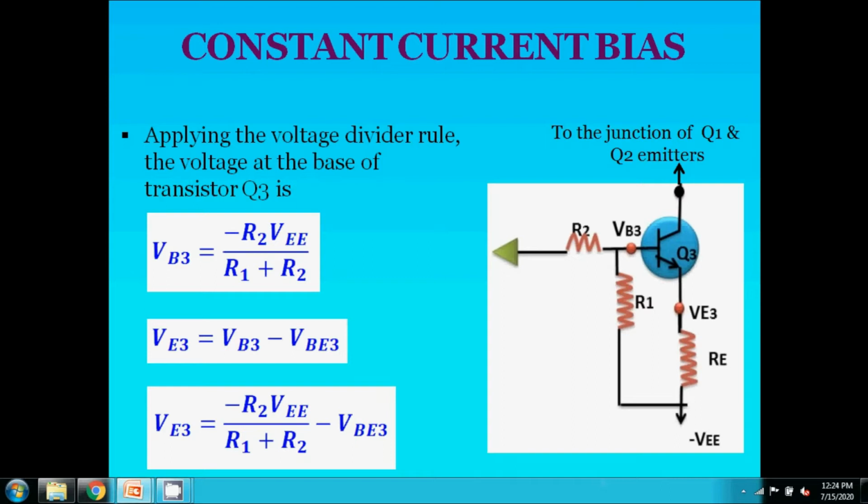Now we know the base voltage by the voltage divider rule has this value. Substituting it here, we get VE3 equal to minus R2 into VEE divided by R1 plus R2 minus VBE3. Now next, our aim here is to find out the current through the emitter of the transistor Q3.